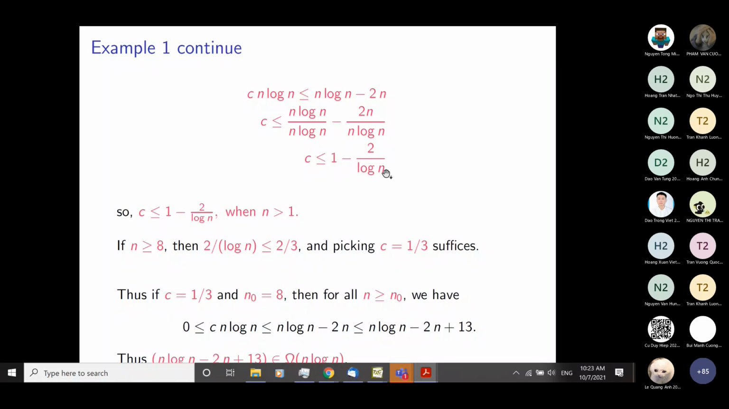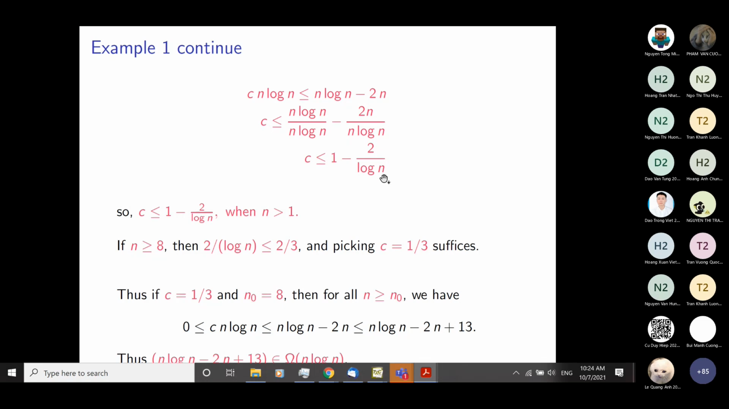So we can choose n equal to 8. If n is equal to 8, this thing here is 2/3. 2/3 is smaller than 1, and 1 minus 2/3 is 1/3. So if C is equal to 1/3, I have C n log n smaller than n log n minus 2n plus something. We could choose other values of n.